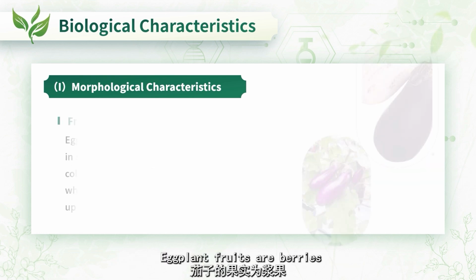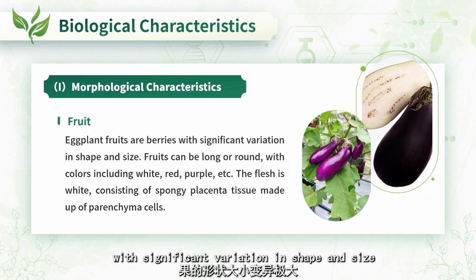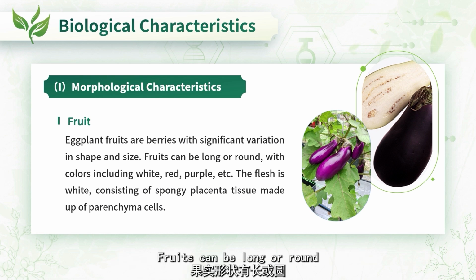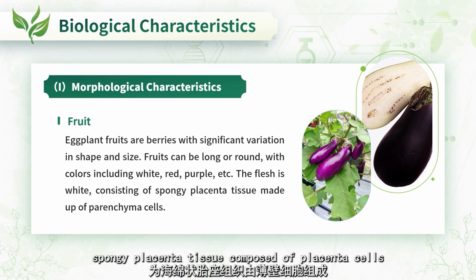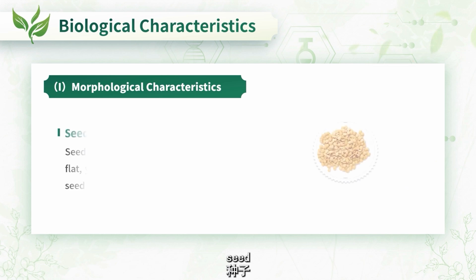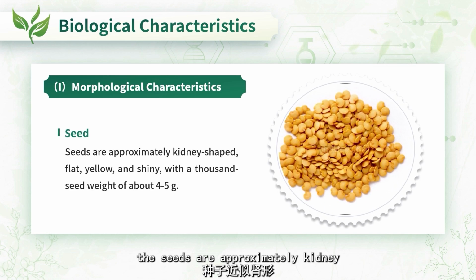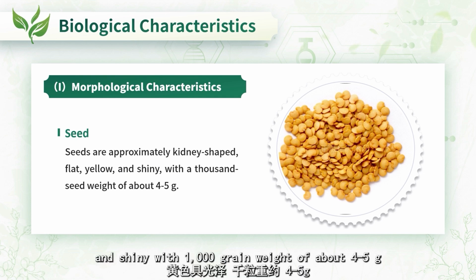Fruit. The fruit of eggplants is a berry, with great variation in shape and size. The fruit shape can be long or round, and the color can be white, red, purple, etc. The flesh is white, spongy placenta tissue composed of parenchyma cells. Seed. The seeds are approximately kidney-shaped, flat, yellow, and shiny, with 1,000 grain weight of about 4-5 g.